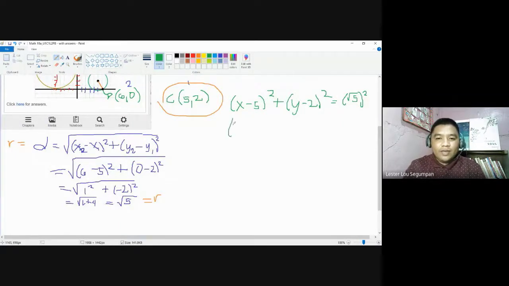Or the other way around, if you take the value of the right-hand side, you have x minus 5, squared, plus y minus 2, squared, is equal to the square of the square root of 5, which is simply 5. So these two are the same after simplifying this value. This video is about the standard form. Do not forget that we need the center and the value of the radius. Goodbye.